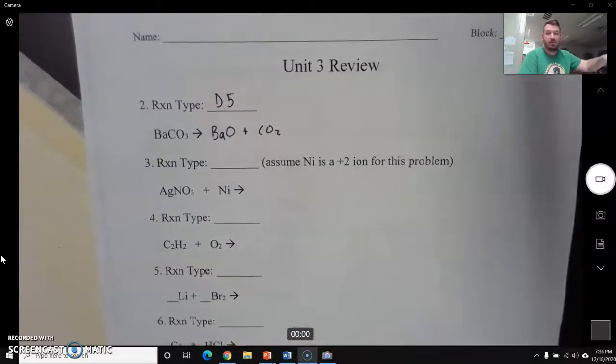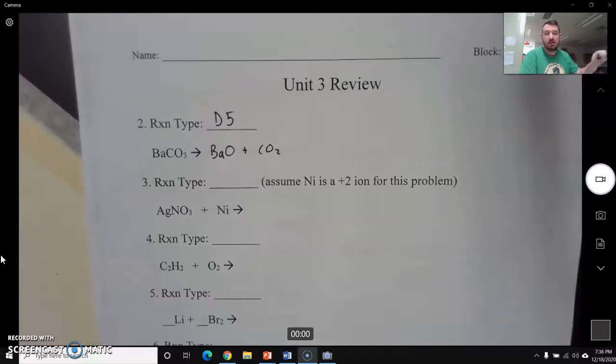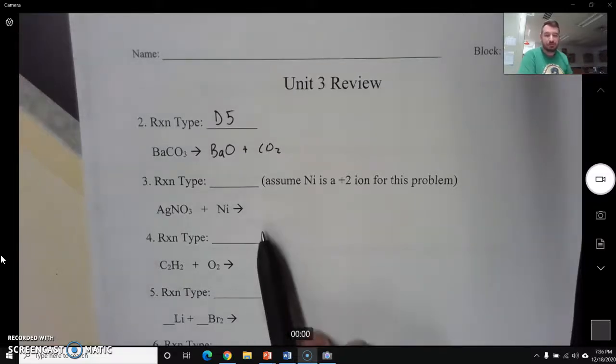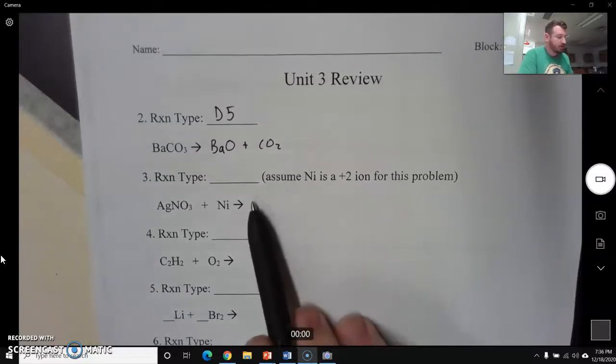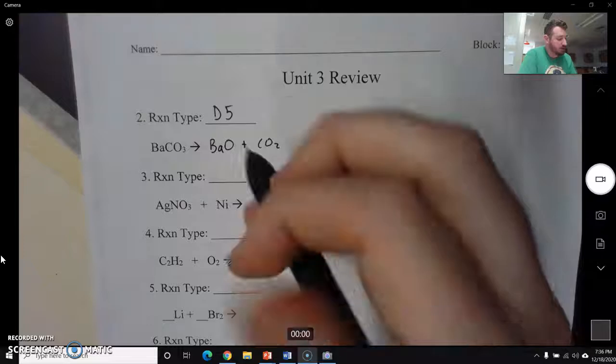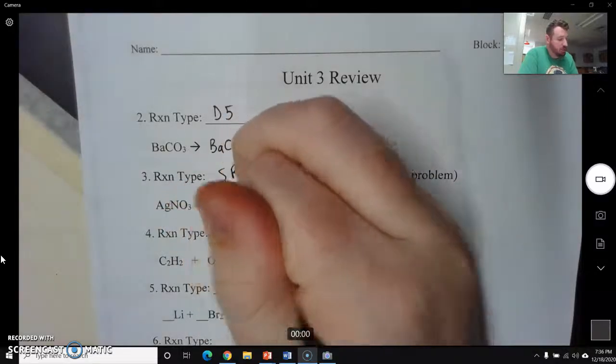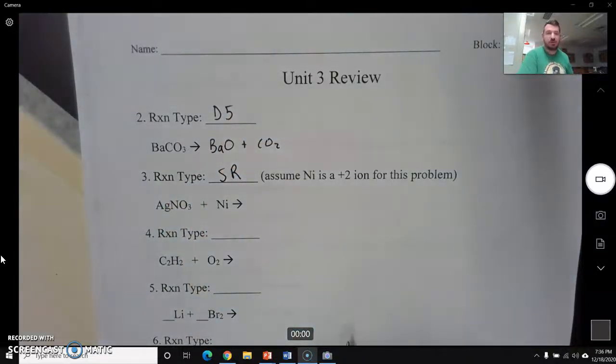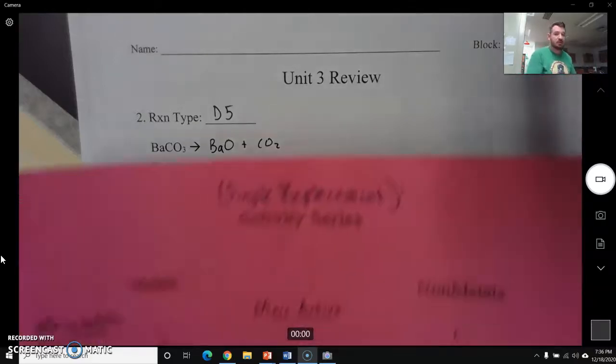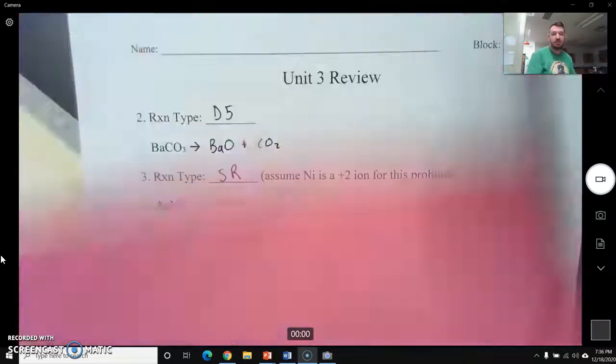So pause the video, give yourself a chance to answer number 3. All right, so you should have identified reaction number 3 as a single replacement reaction. Right, so in a single replacement reaction, we want to use our activity series. Right, so that is going to be your cheat sheet that looks like this with the 2 columns.